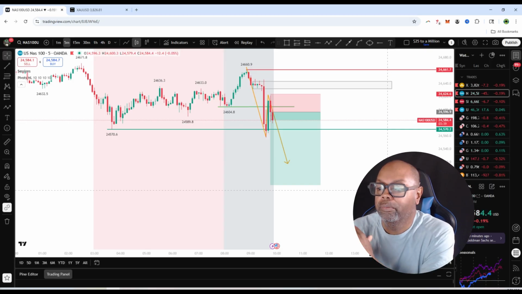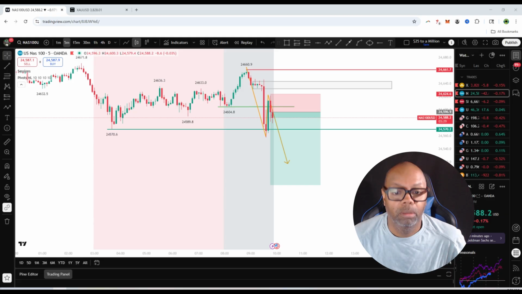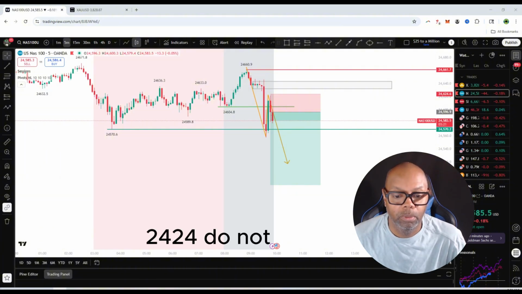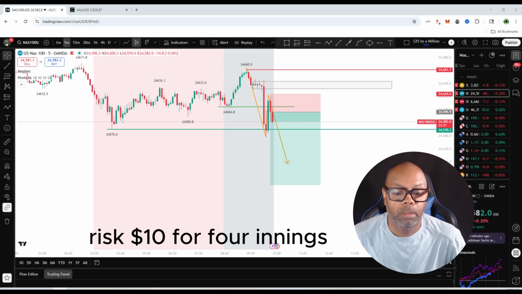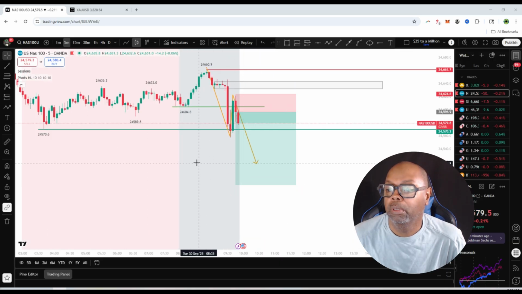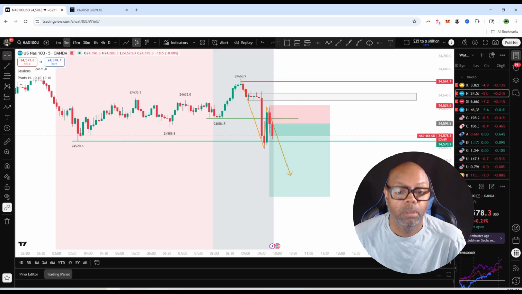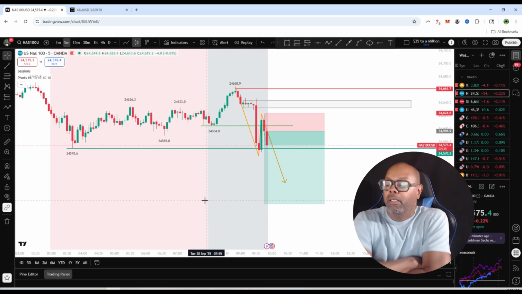Maybe I can get this is something. Let's see. 1 to 4. 2 to 4. 4 lots. Risk $10 for 4 acres. It's too late for me to do that. But that's ICC right there in full freaking motion. I was looking at the supply and demand, but ICC is working.